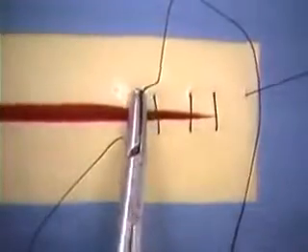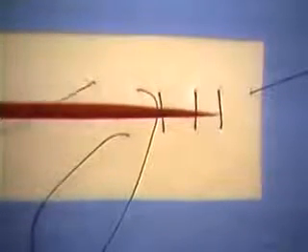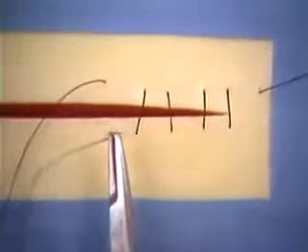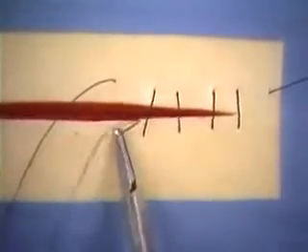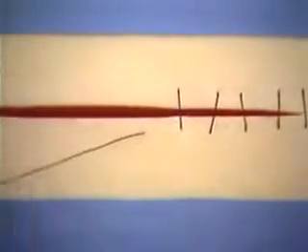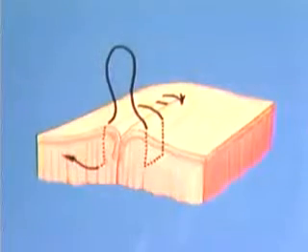The needle is then passed across the incision under the skin and introduced at a point that corresponds to the exit point of the contralateral side. This stitch is placed so that the suture crosses the incision perpendicularly. The pattern is continued and knotted at the end of the incision. This illustration shows a completed Cushing suture pattern.